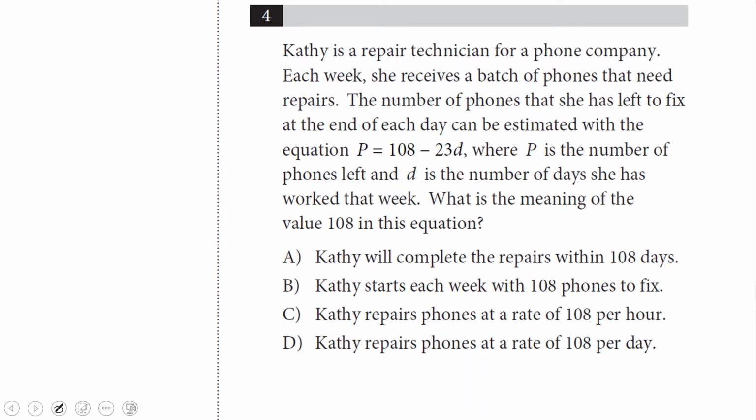The number of phones that she has left to fix at the end of it is this. P. Okay, good. P is the number of phones left, and this is each week. All right, so D is the number of days she has worked that week. What is the meaning of the value 108 in this equation? So 108 is basically where she starts with. So B, Kathy starts each week with, boom.